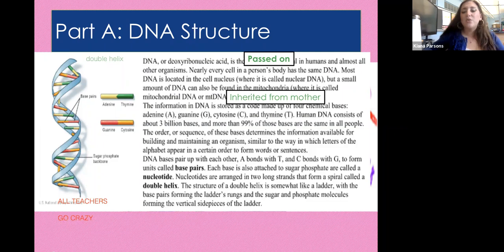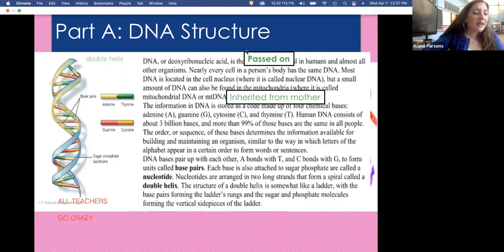Nucleotides are arranged in two long strands that form a spiral called a double helix. The structure of a double helix is somewhat like a ladder, with the base pairs forming the ladder's rungs and the sugar and the phosphate molecules forming the vertical side pieces of the ladder. So the outer part of the ladder is the sugar phosphate backbone of this double helix structure. On the inside, the rungs of the ladder are those nucleotide base pairs.